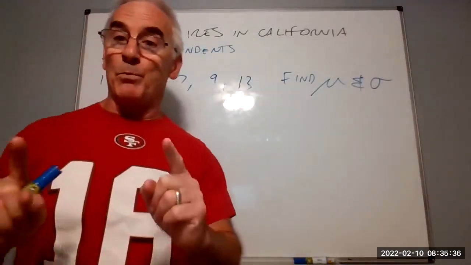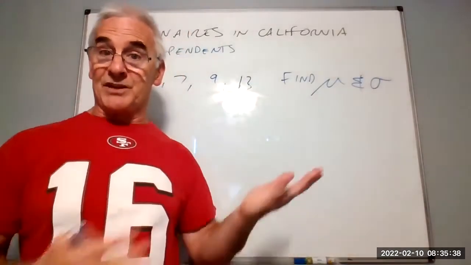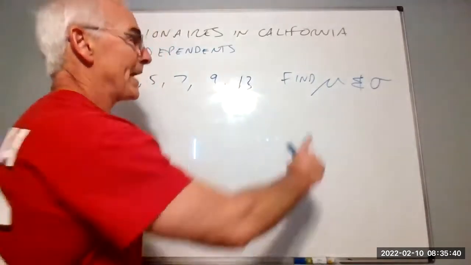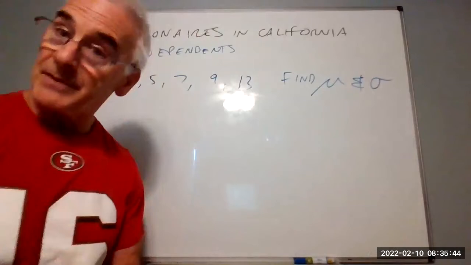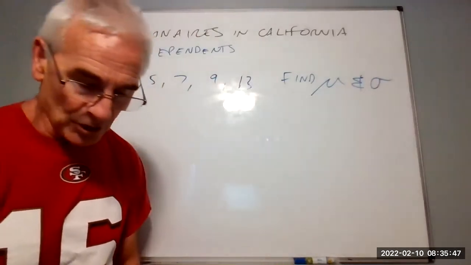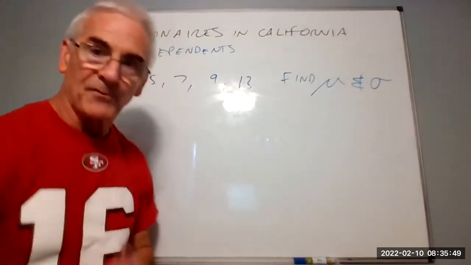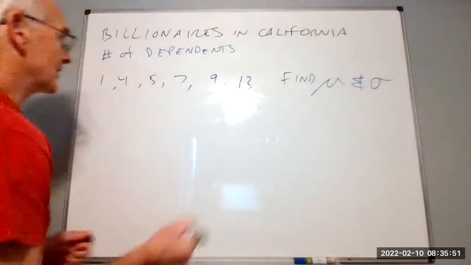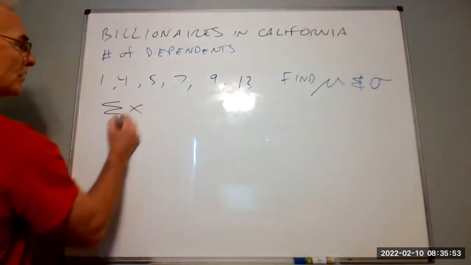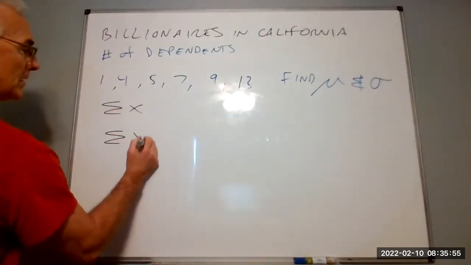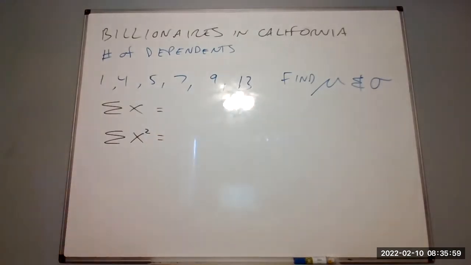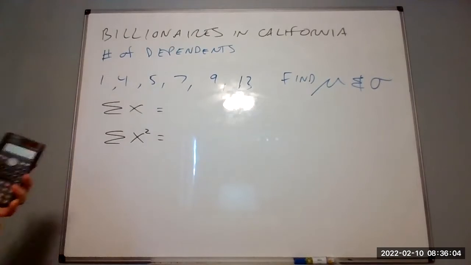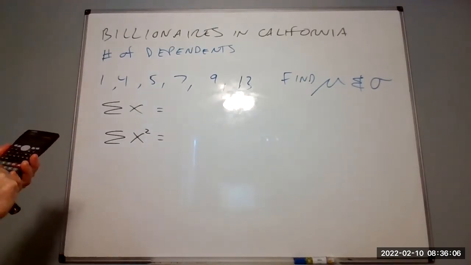Now I can give you population numbers because we're saying this is the population. So that's why we're using mu instead of X bar, and sigma instead of S, because it's a population. Like we did before, the first 2 things we're always going to do is find the sum of the scores and the sum of the squared scores. So on your own, I'd like you to do both of these calculations. Get your handy dandy calculator out.